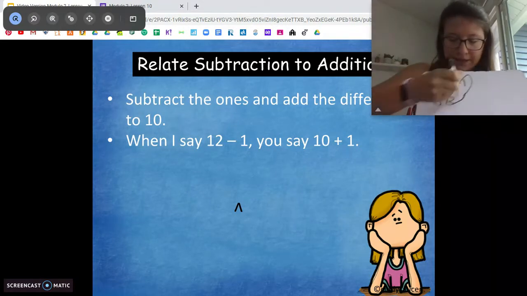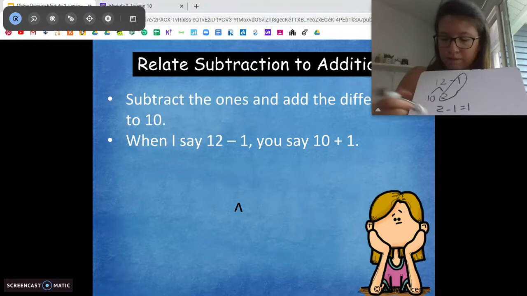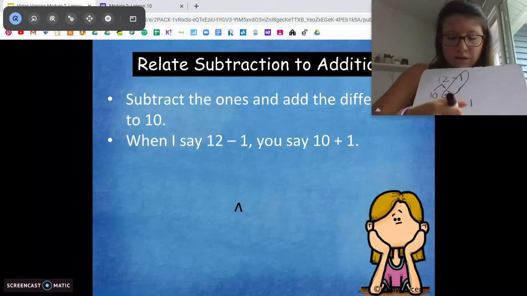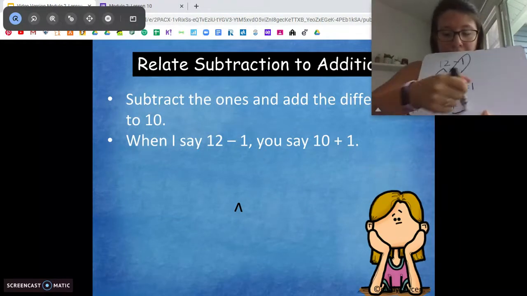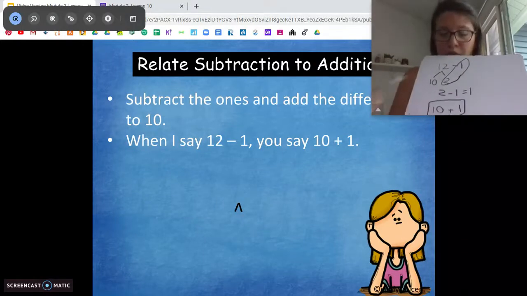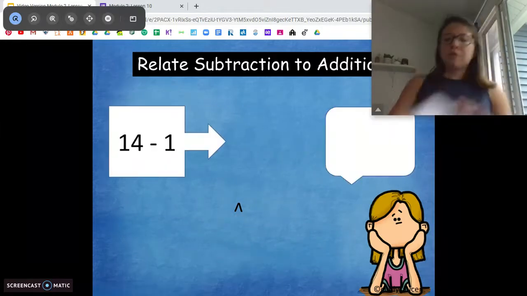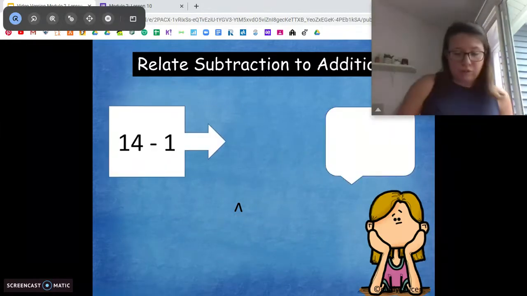Then I'm going to take this and I'm going to subtract. 2 minus 1 equals 1. Now I'm going to take the 1, add it to my 10. So my 10 plus statement, what I want you to tell me back is 10 plus 1. So 12 minus 1 equals 10 plus 1. Okay, and that's just showing you that there. So let's do one more together, and I'm going to have you do the rest on your own.